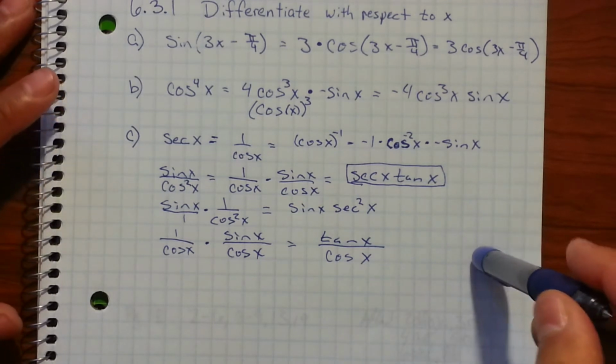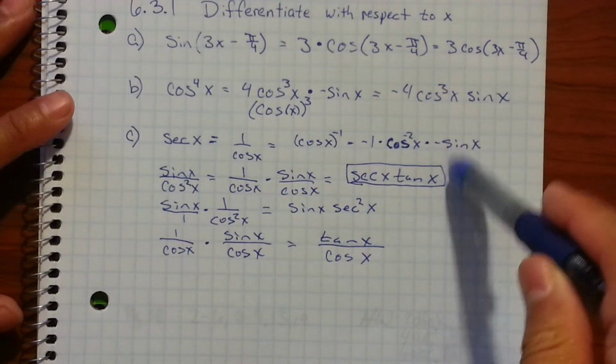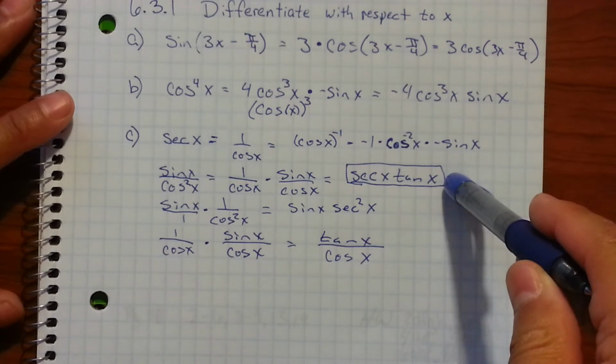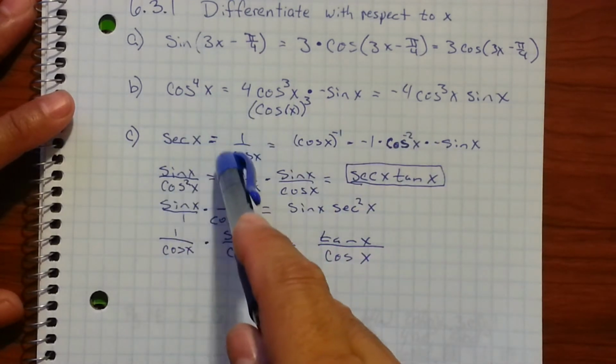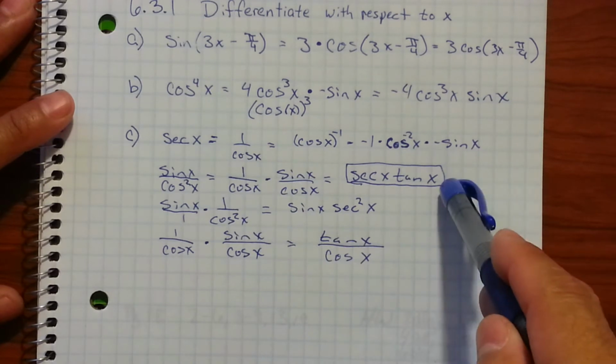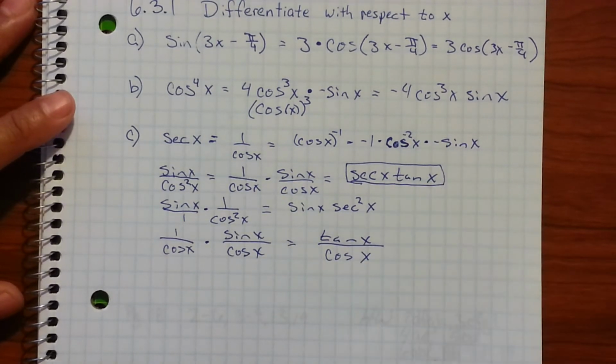Now the common one that we're going to use is this one right here, because this is going to be my identity. So whenever you see secant x, the derivative of that, we're probably going to use this one almost every single time.